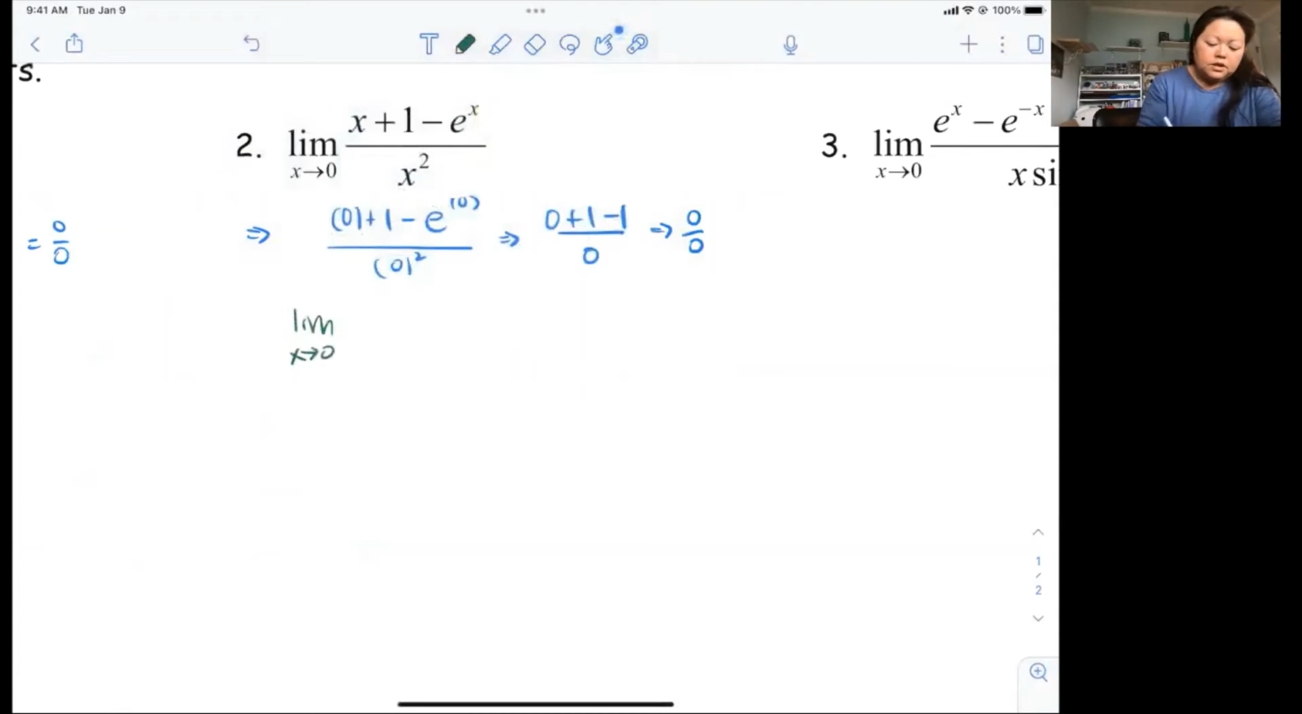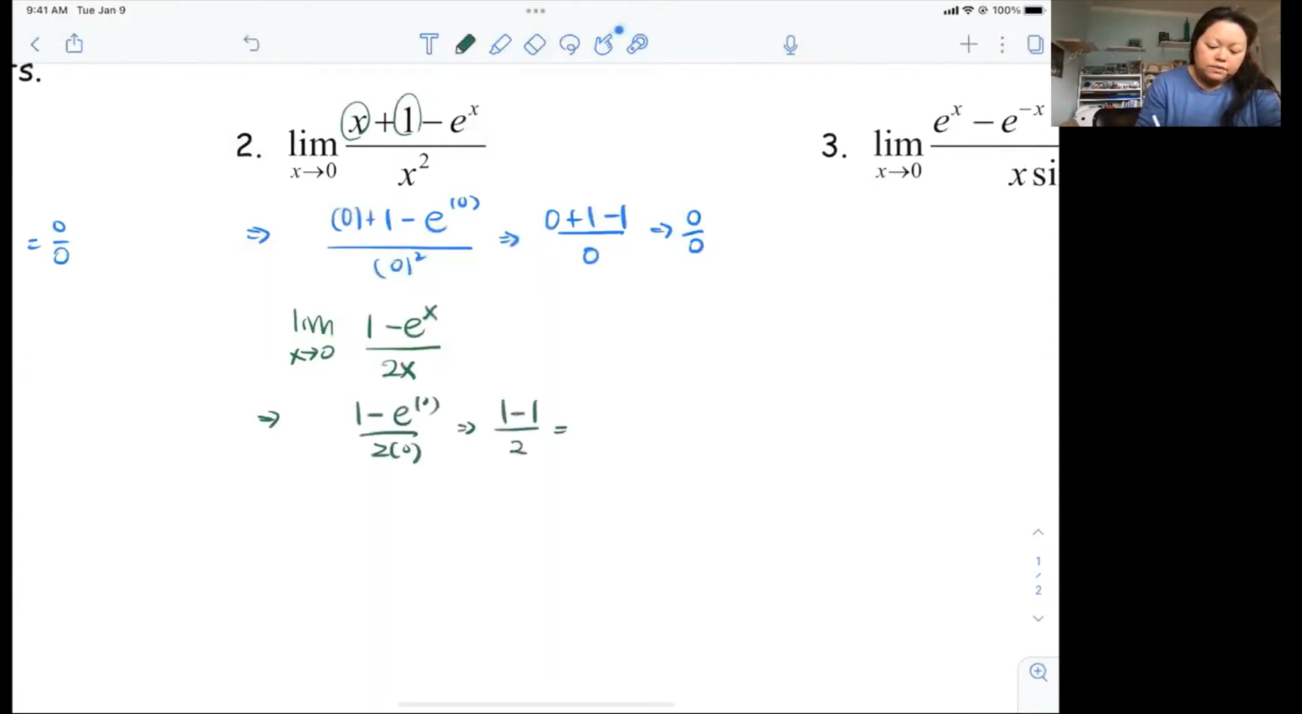The derivative of the top is 1 for the x. This is 0. Minus e to the x is minus e to the x. The bottom becomes 2x. Okay, now we're going to plug in 0 again. 1 minus e to the 0 over 2 times 0. That's 1 minus 1 over, oh, sorry, over 0, not over 2. Over 0. So that gives me 0 over 0. Indeterminate once more. So we're going to take the derivative one more time.